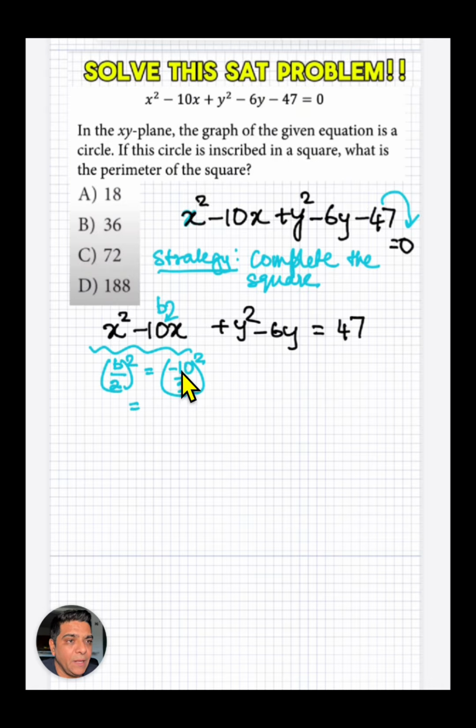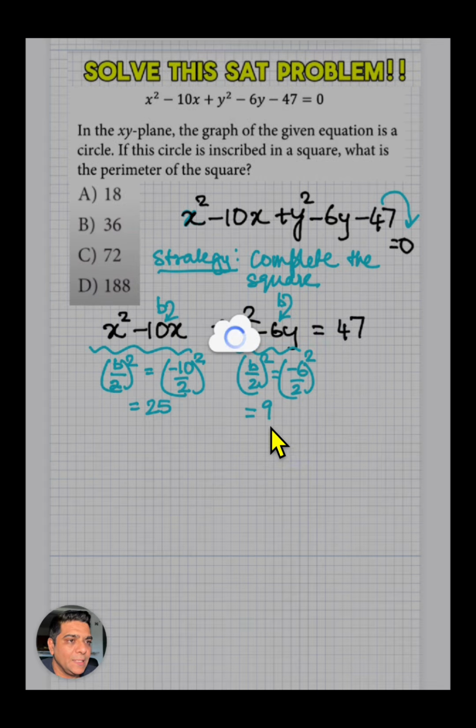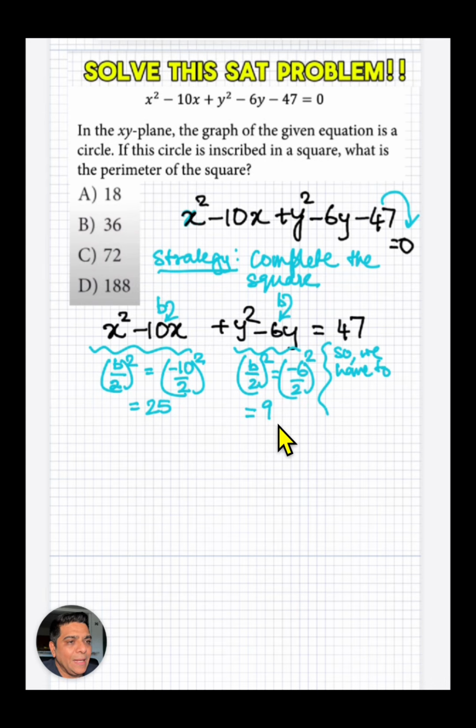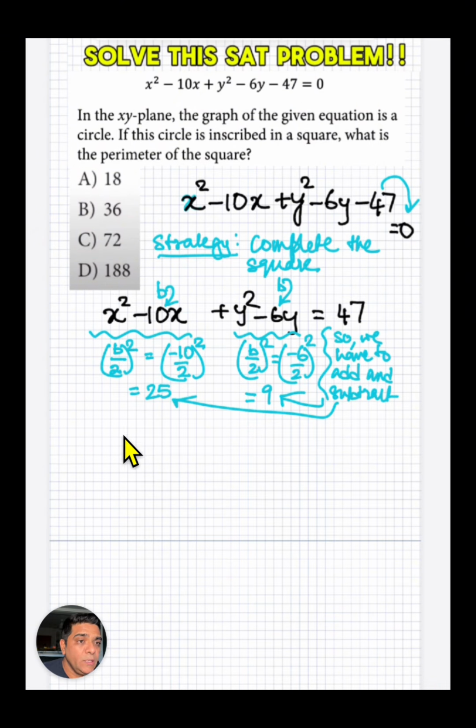In this case, b is negative 10. Negative 10 by 2 is negative 5, and 5 squared is 25. In the same way, for y squared, the b term is negative 6. So (b/2) squared is negative 6 by 2 squared, so that's 9. So we have to add and subtract 9 in order to make this into a perfect square trinomial. Let's go ahead and do that in the next step.